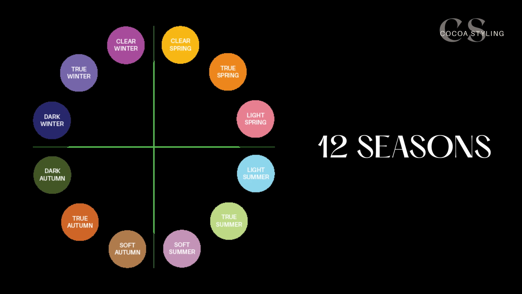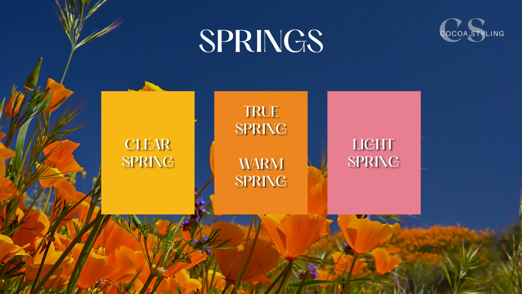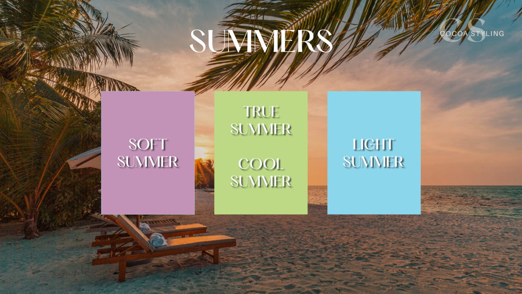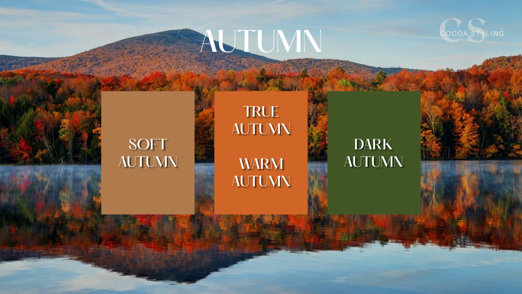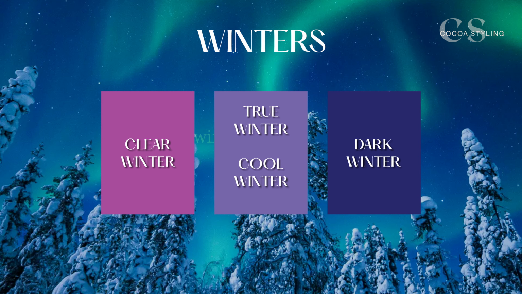We have spring, summer, autumn, and winter. And for each one of them, there are 3 categories, one of them being the true or respective temperature season. For the springs, we have clear spring, true spring or warm spring, and light spring. Then we have the summers, light summer, true or cool summer, and then soft summer. Then we have the autumns, soft autumn, true or warm autumn, and then dark autumn. And finally, we have the winters, dark winter, true or cool winter, and then clear winter.